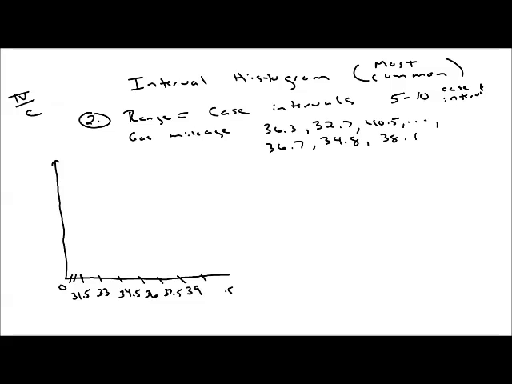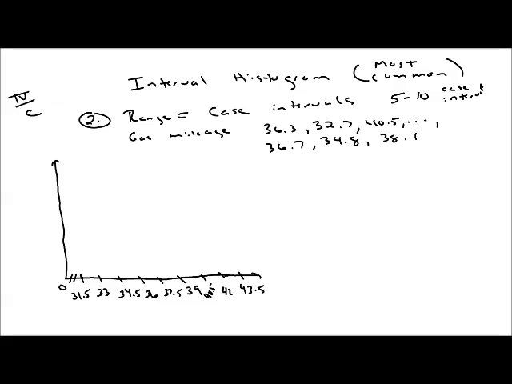Oh, kind of running out of room here. Try to go this way. 40.5, 42, excuse me, 42. And then 43.5. Okay. So what I'm going to do here is count up how many are between 31.5 and 33.